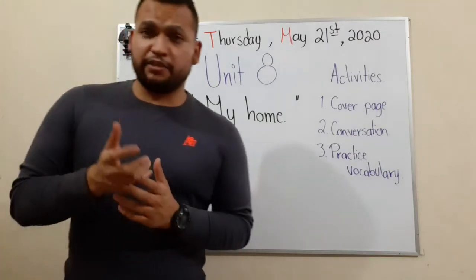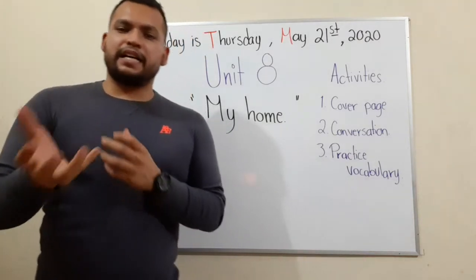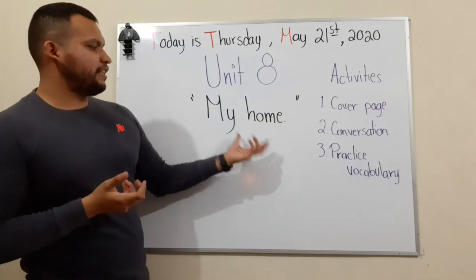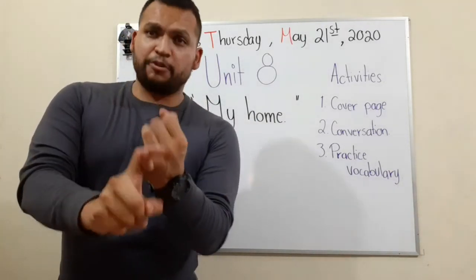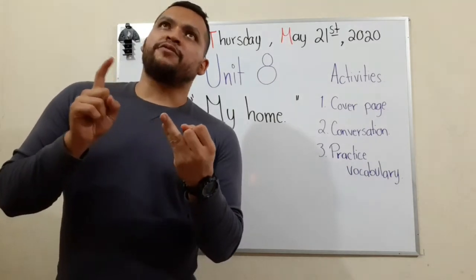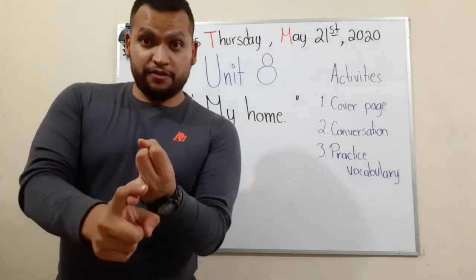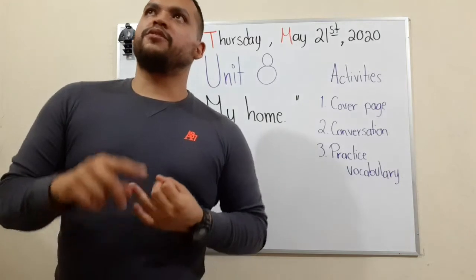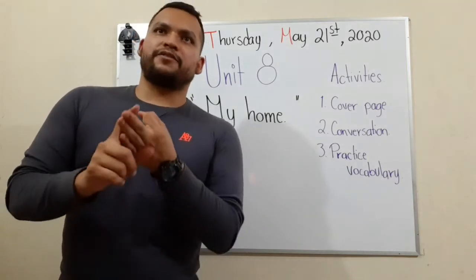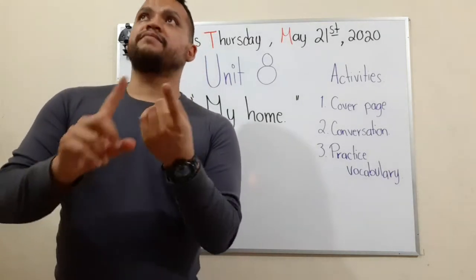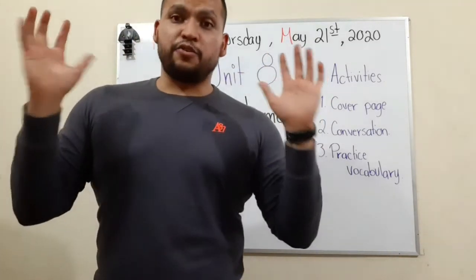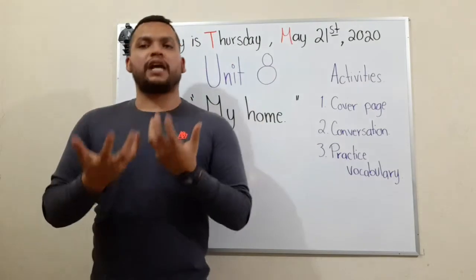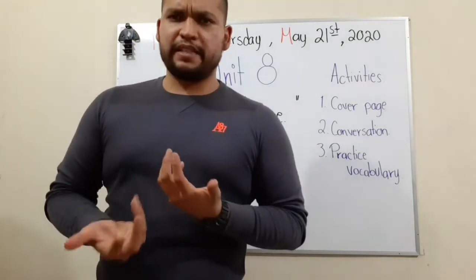Tenemos que hacer un dibujito en nuestra portada que vaya relacionado con el tema de la unidad, que es mi casa, my home. You can draw your house, pueden dibujar su casa. You can draw the house that you want in the future, la casa que les gustaría tener en el futuro. Or maybe a house on the beach, una casa en la playa. I don't know. You can invent your own house if you want. Pueden inventar su propia casa también.